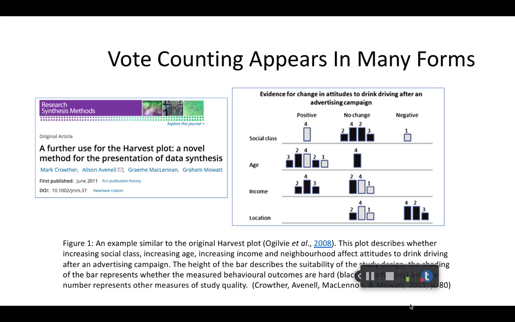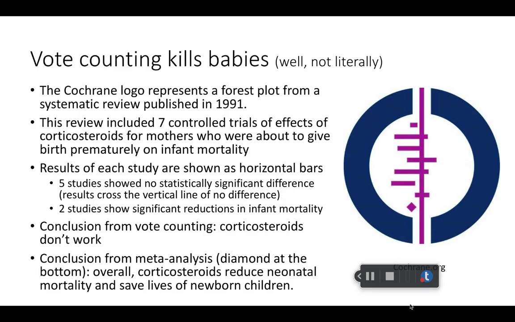Vote counting appears in many forms. Sometimes you see graphs like this showing, again, positive, no change, and negative results. And this is such a terrible practice that it's been argued that vote counting can actually kill babies. Well, vote counting itself doesn't actually kill babies, but there is a serious argument to be made here.